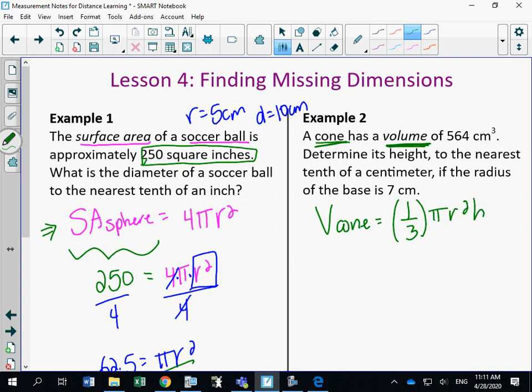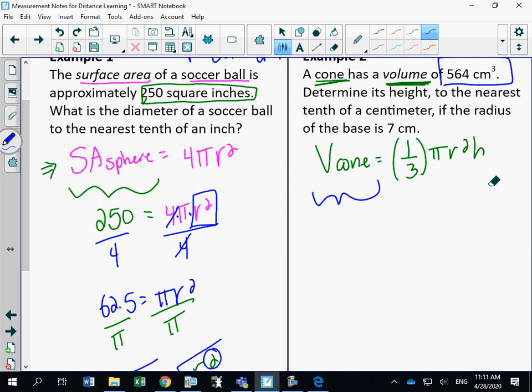Okay, now let's fill in what they give us. The volume of a cone, okay, so they give us the volume. So this is given. 564 is equal to 1/3 pi r squared times height.